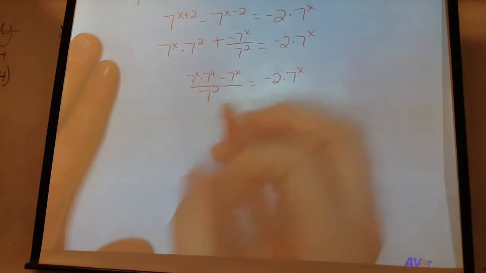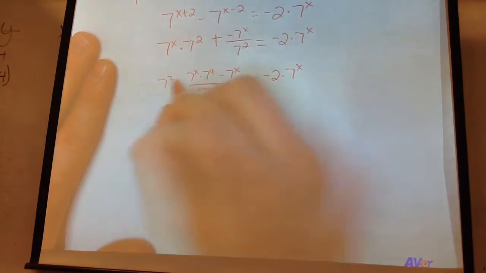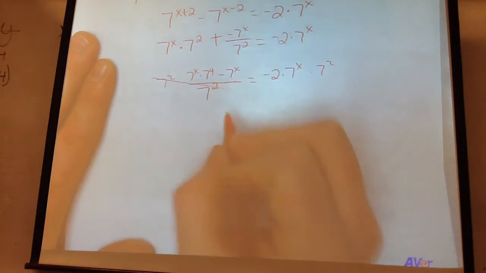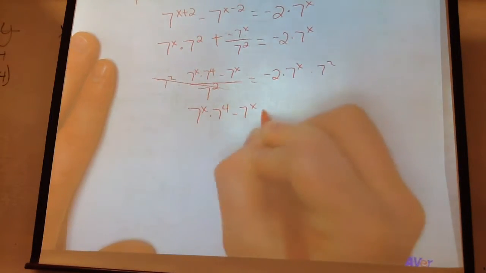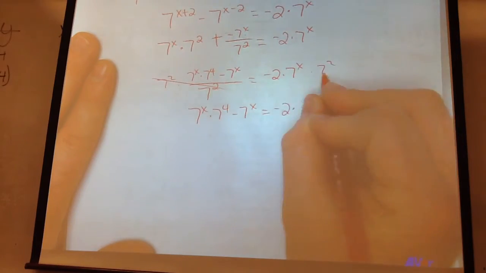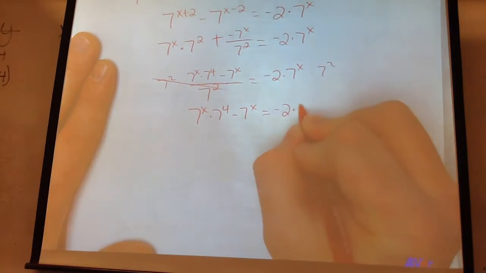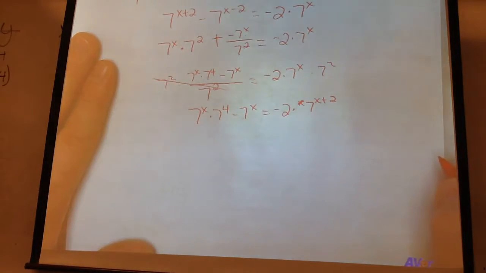Hell, let's multiply both sides by 7 squared. Why not? You get 7 to the x times 7 to the 4th minus 7 to the x equals negative 2 times, and we can multiply those right now, and if you multiply, you add the exponents, so it's 7 to the x plus 2. Perhaps I should have left it.